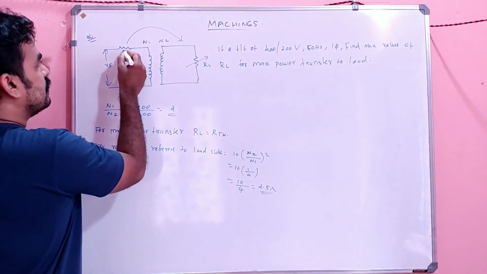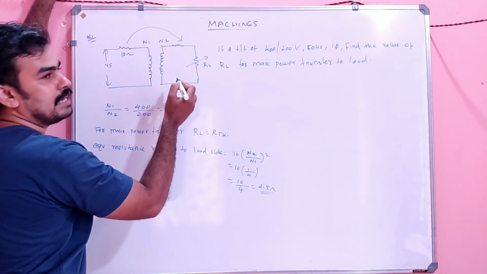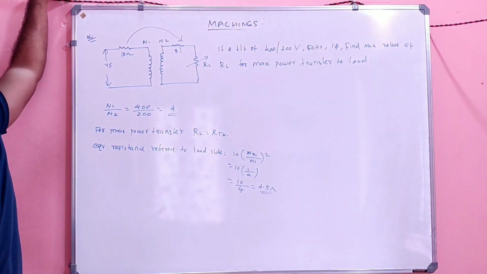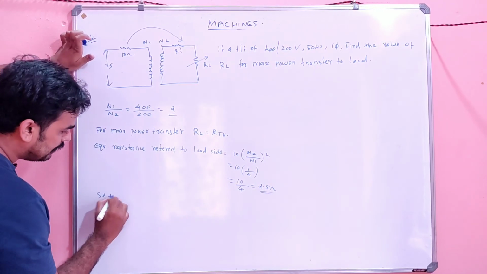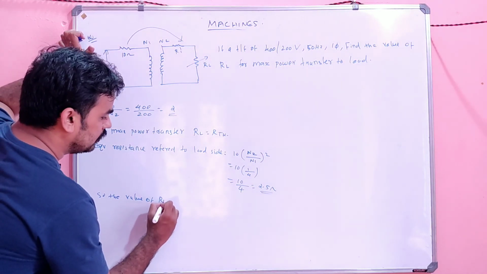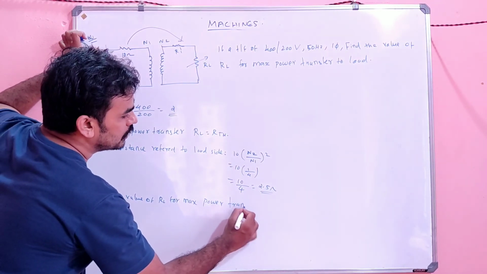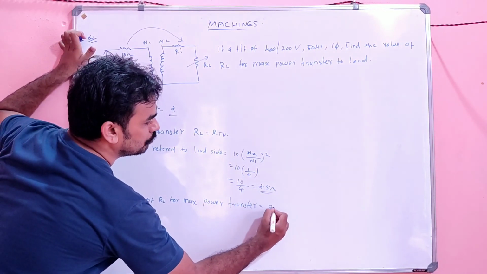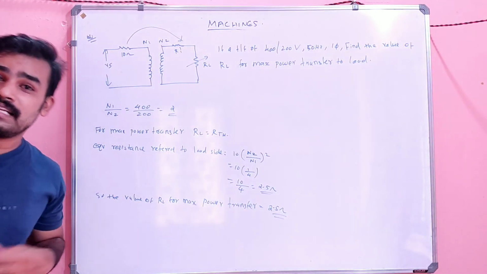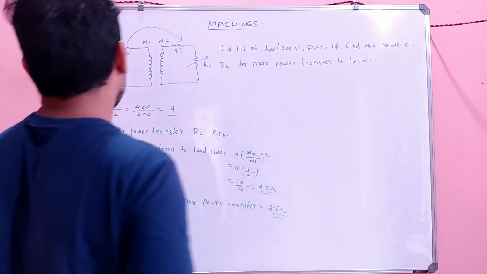If you convert this 10 ohm to the secondary side, this is the load, right? So there will be a resistance like this, and that is nothing but R1 dash. If R1 dash equals RL, maximum power transfer will happen. So the value of RL for maximum power transfer is 2.5 ohm. That is the answer. How beautiful the question and how beautiful the answer is. You have to think and write. Okay, so that's all about the question.